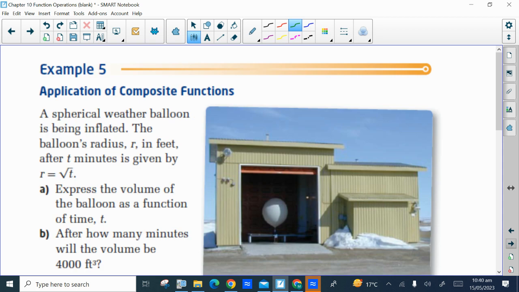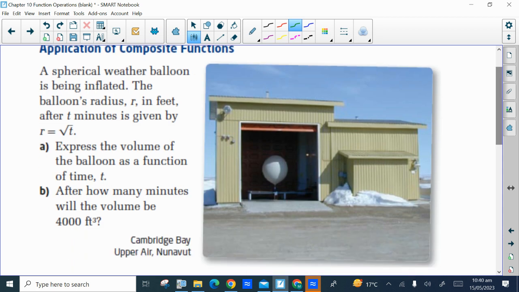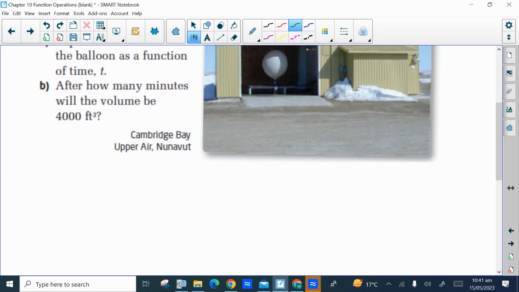Okay, let's look at a couple application problems. A spherical weather balloon is being inflated. The balloon's radius, r, in feet, after t minutes is given by r equals the root of t. Express the volume of the balloon as a function of time. So to do this, you have to know what the formula for the volume of a sphere is. The volume of a sphere is 4/3 pi r cubed. A sphere is a ball, basically. Okay? A basketball is a sphere.